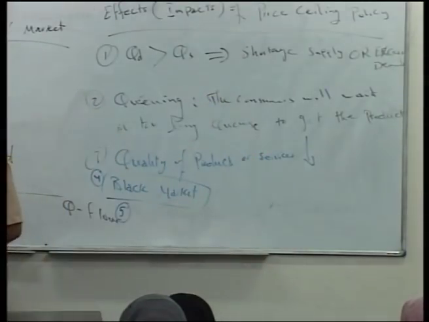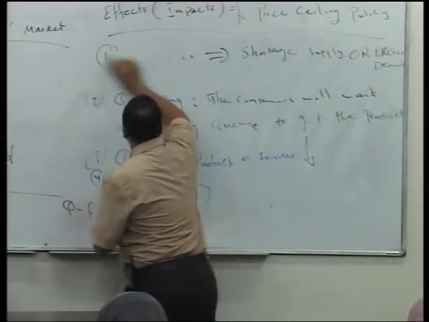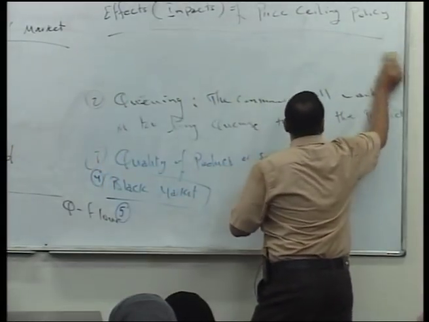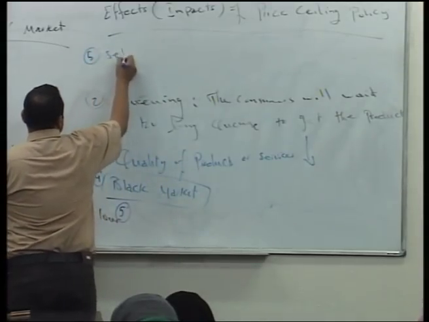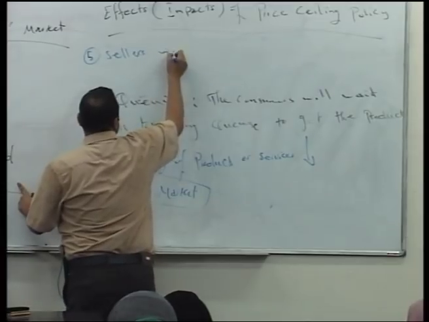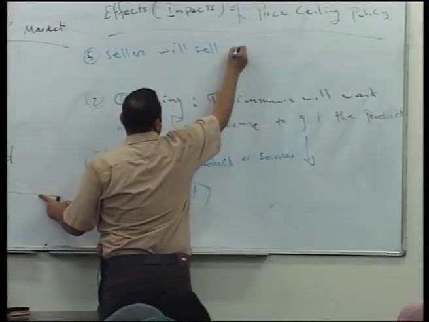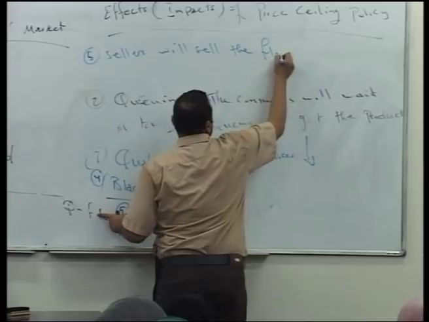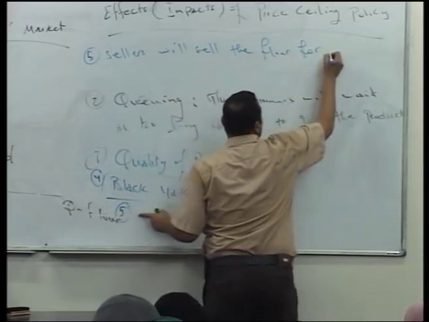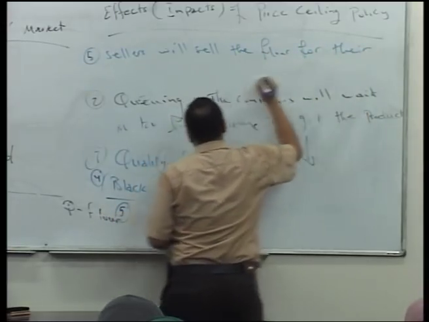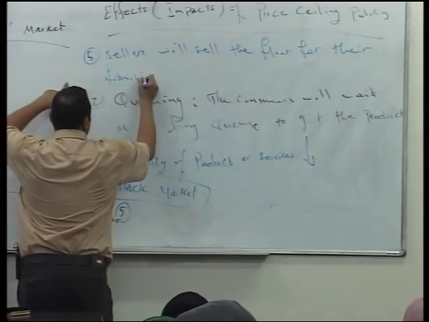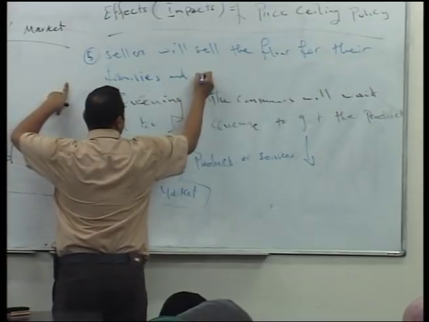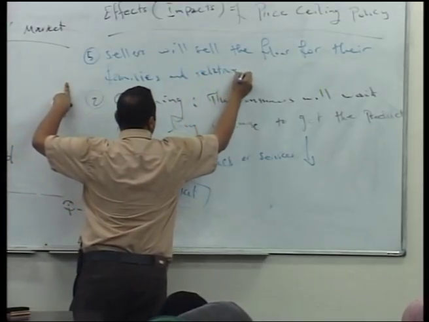So here, the sellers will sell the product, the flour, for their relatives and families. That's it.